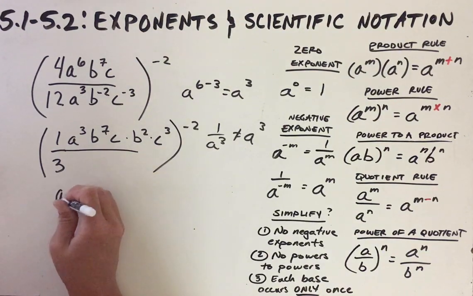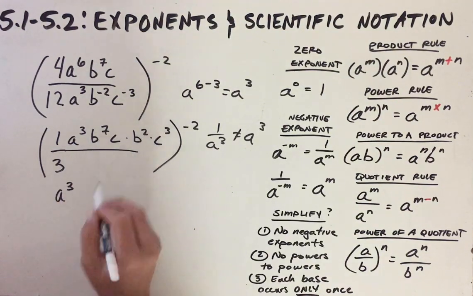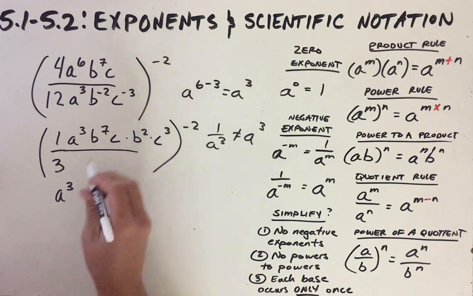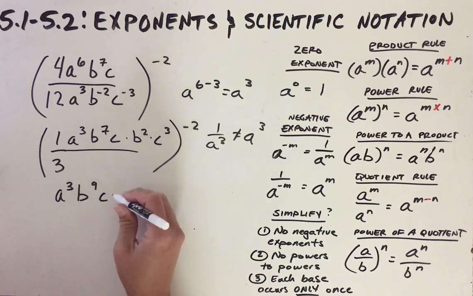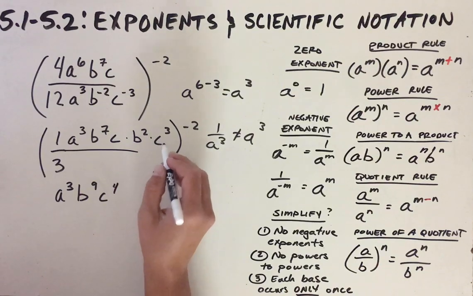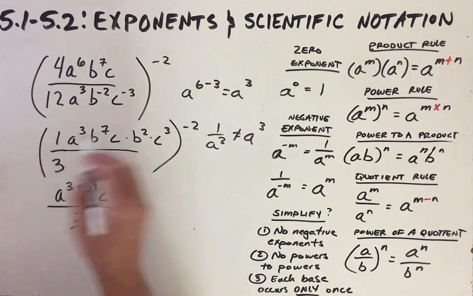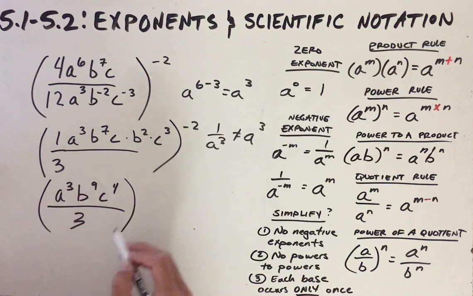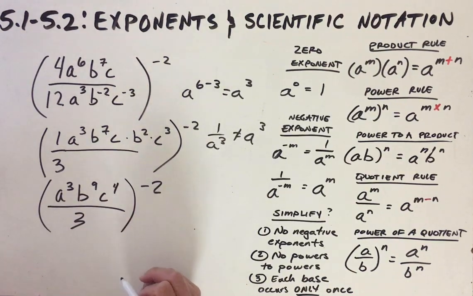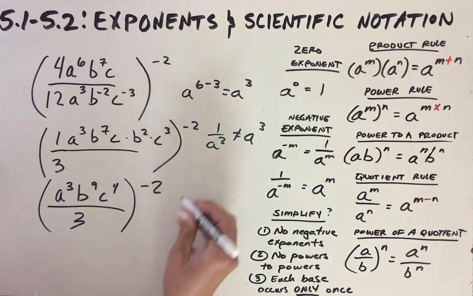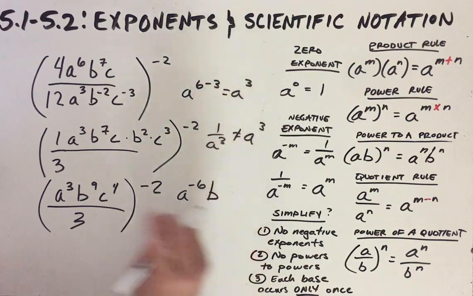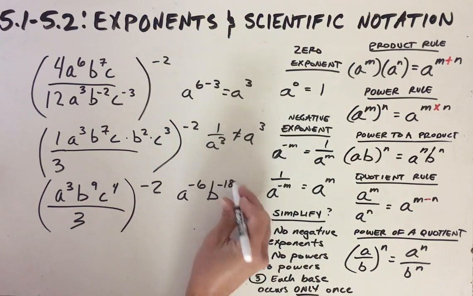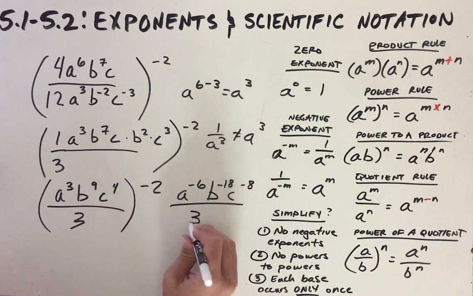Well, we have a cubed upstairs, b to the 7th times b to the 2nd is b to the 9th. Remember, we're adding these exponents, and we have c to the 4th. We have 4 of them. C times c times c times c, all over 3. 1 times anything is itself, so I don't need to worry about that. We're going to raise this to the -2, and we will get then a to the -6, because 3 times -2. B, 9 times -2 is the -18. C to the -8, and 3 to the -2.